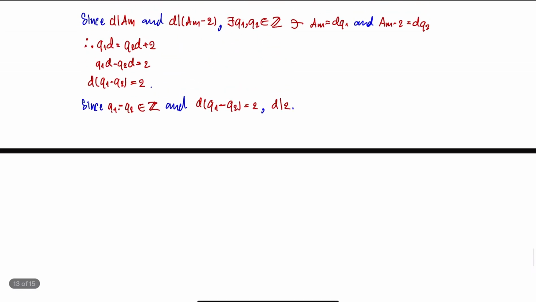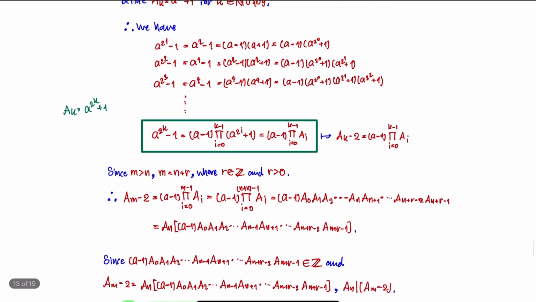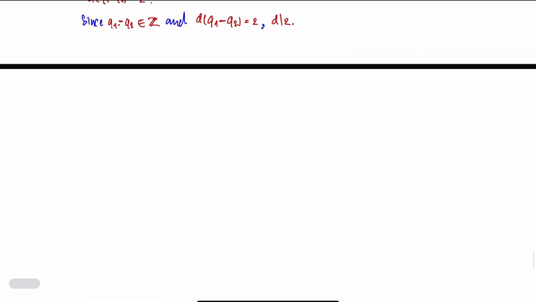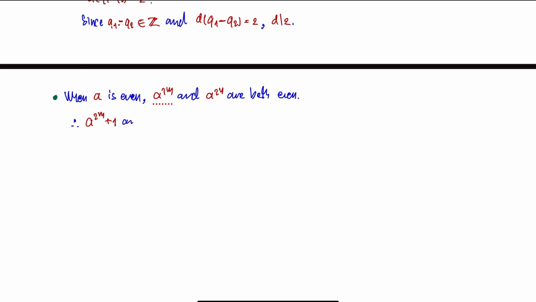So we will split into two cases. The first case is a is odd. The second case is a is even. Okay. So when a is even, what do we have? When a is even, we have a^(2^m) and a^(2^n) are both even. So a^(2^m) + 1 and a^(2^n) + 1 are both odd. Okay, they are both odd, right?